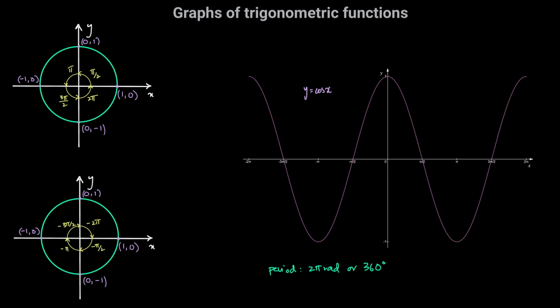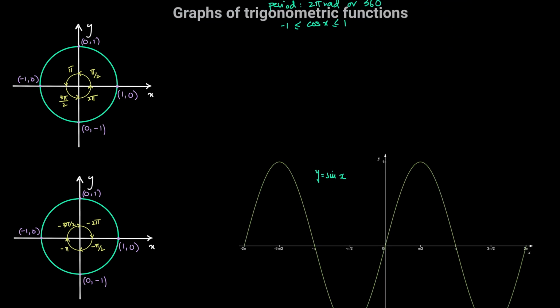Another thing we notice over here is that the maximum value for cosine of x is 1 and the minimum value is negative 1. So cosine of x ranges from 1 to negative 1. So that is the range for the function cosine of x.